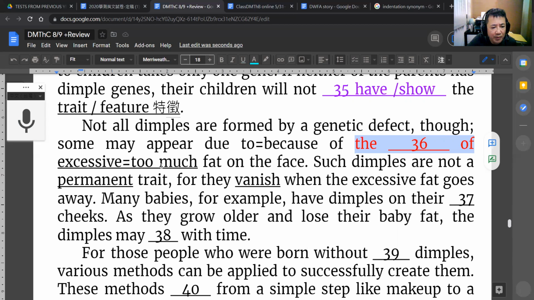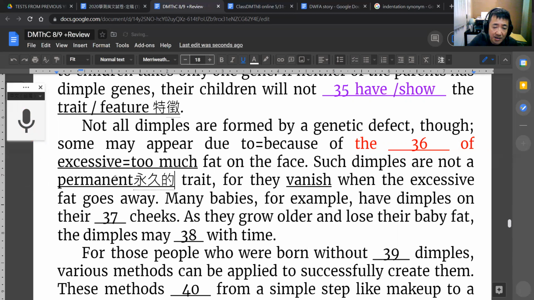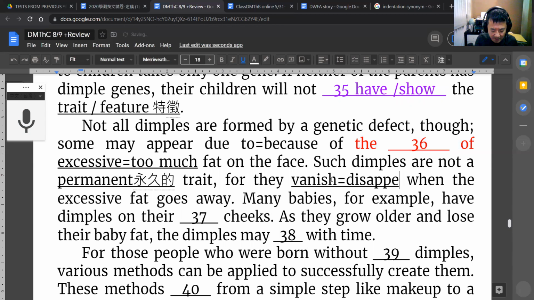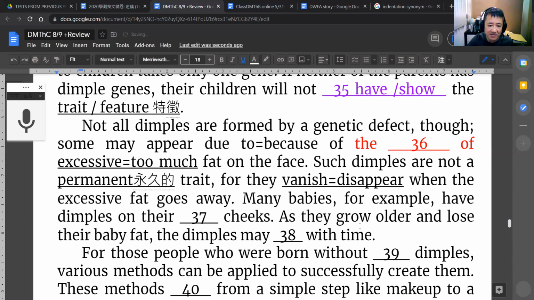Such dimples are not permanent. They are not 永久的. They are not permanent. Okay, 永久的. Remember, permanent is the 相反 of temporary, which we talked about before, right? Yes? So in other words, they are temporary. They are not a permanent trait, for they vanish, disappear, when the excessive fat goes away, when you 减肥, when the excessive too much fat goes away.